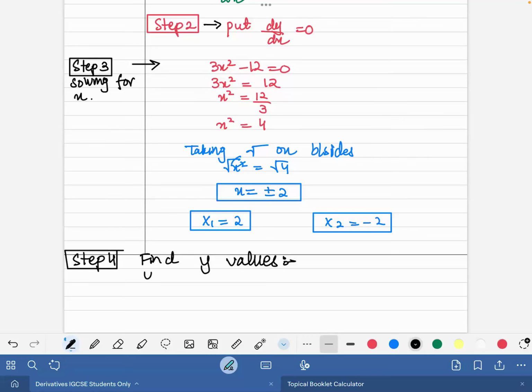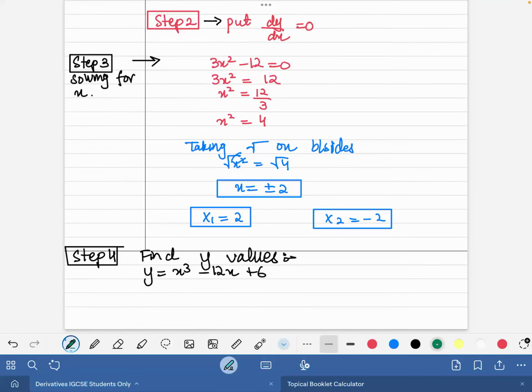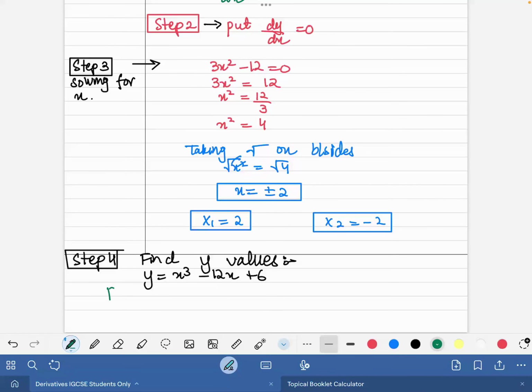As we know, y is equal to x cube minus 12x plus 6. This was the function of y. Now put x1, x1 equal to 2, to get y1. Put x1 as 2 so that you get y1, okay?